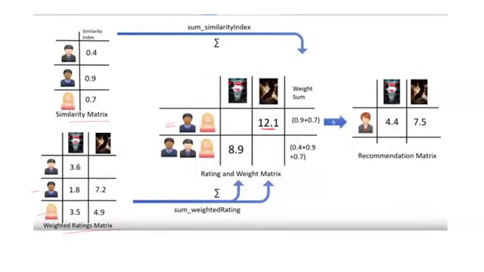For this particular movie, all these three people have watched. So 3.6 plus 1.8 plus 3.5 is coming out to be 8.9. So it is the sum of this weighted rating matrix for each of the movies.